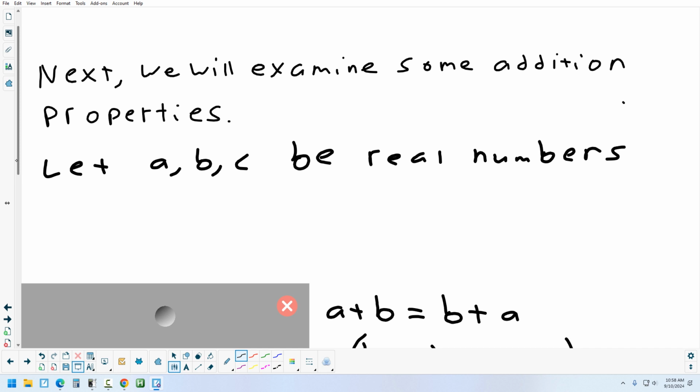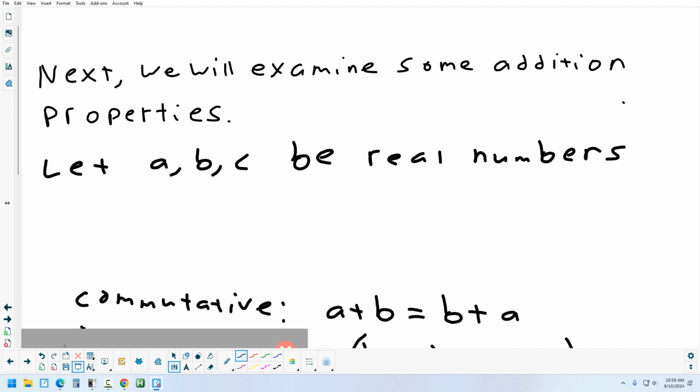Does anybody remember what the name of that property is? Begins with a C. Yep. Commutative. Yep, that's the commutative property. And some of these properties also work for multiplication. The commutative property does work for multiplication. You can multiply two numbers together, and if you change the order, you still get the same answer. Now, how about subtraction? If you subtract two numbers, can you switch the order and get the same answer? No. So the commutative property doesn't work for subtraction.